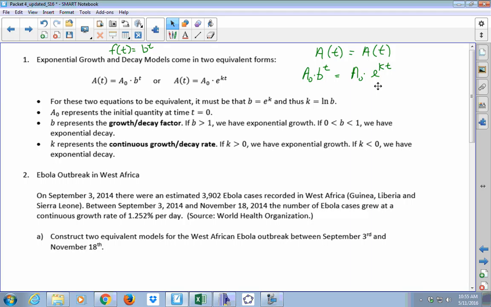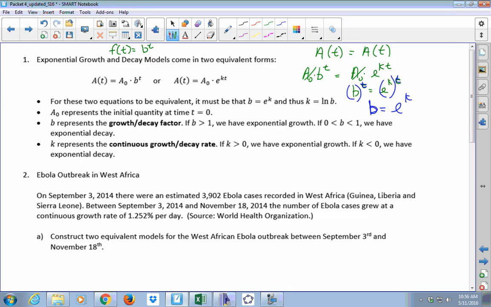So how are these two equal? They look really different. Well, one thing you could do is divide both sides by a sub naught. And when you do that, that goes away. It's gone. And so then you're left with this equation. If you notice, on both sides, t is the same. So b has to be the same thing as e to the k. So to go from one model to the other, b, your base, has to be equal to e to the k. And that's what this first thing says. For these two equations to be equivalent, b must be the same thing as e to the k.